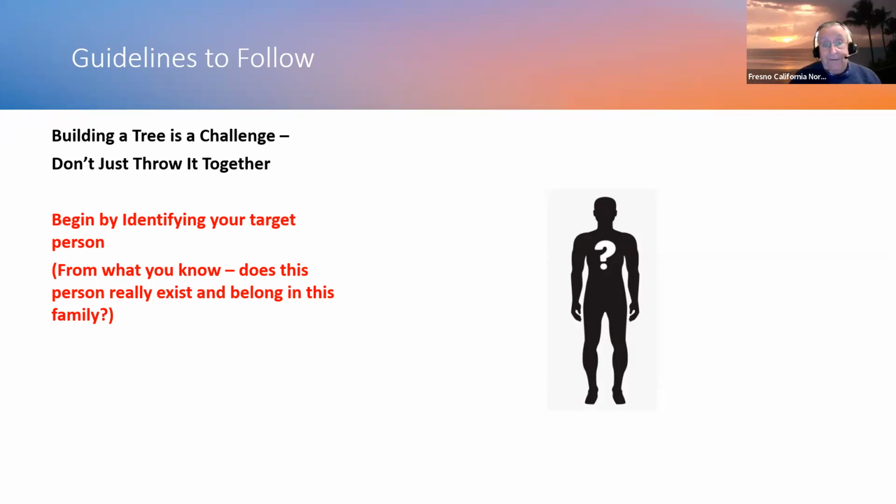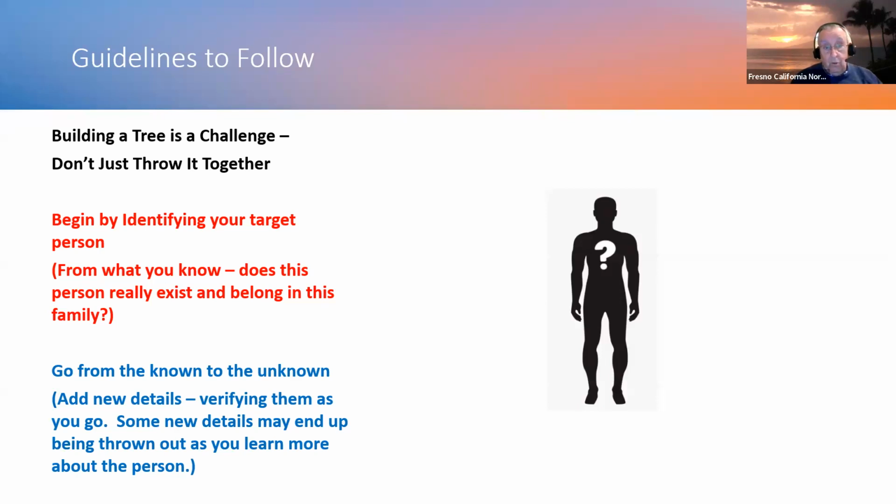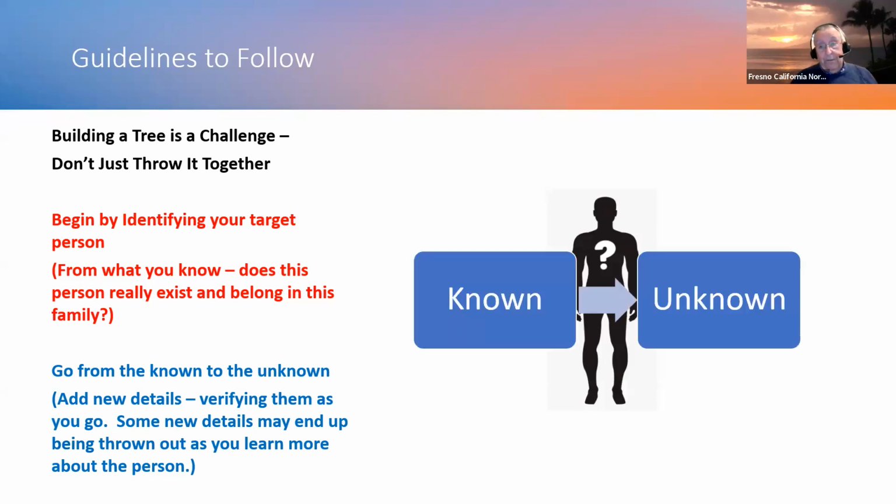Does this person really exist, for one thing, at one level? And does this person belong in that family? Those are the two levels that we need to consider. Because if the person doesn't really exist, we're really barking up the wrong tree. And if they don't belong in this family, we're causing a lot of problems. So what we want to do is take what we know, what we're shown, and go from it into the unknown, to the things that we haven't seen yet that will help us to verify this person, either for good or bad. And so we're going to be working from known information to the unknown information.